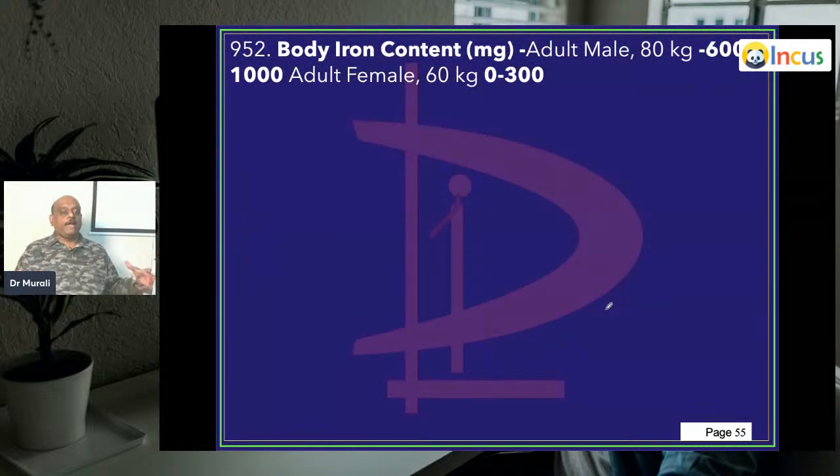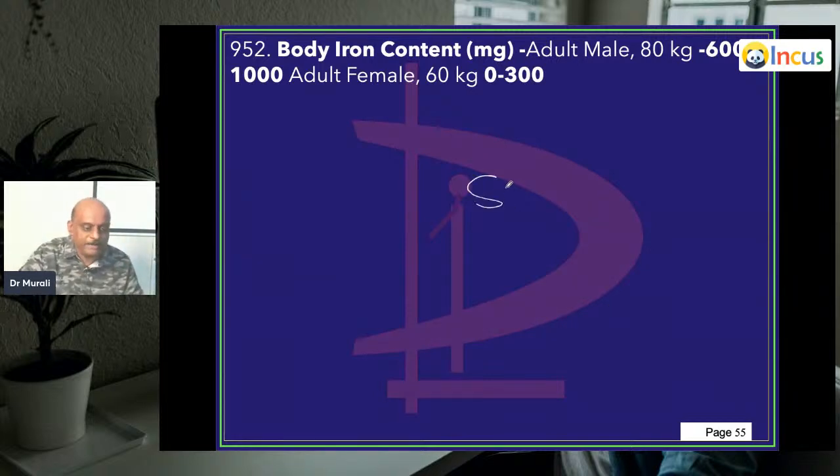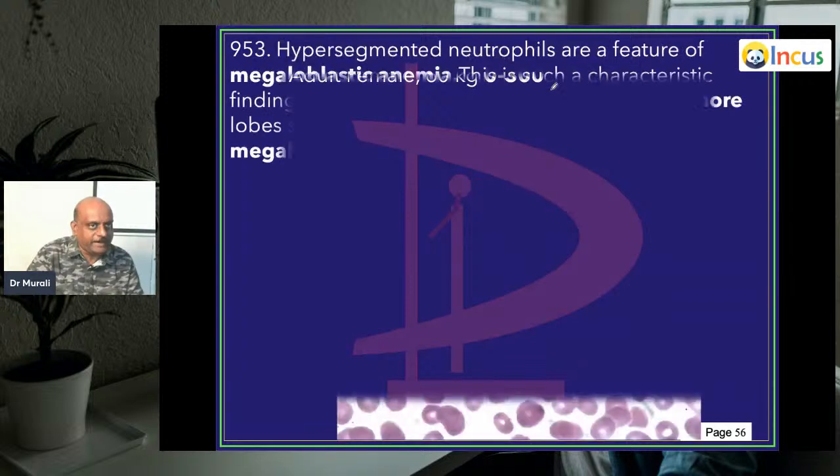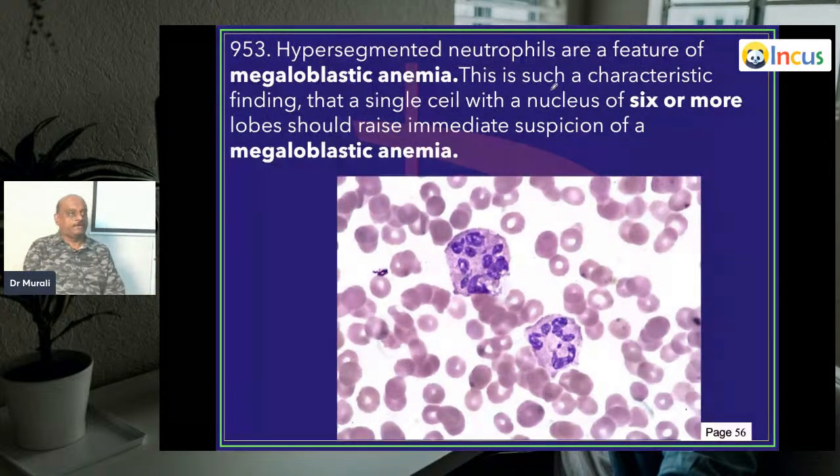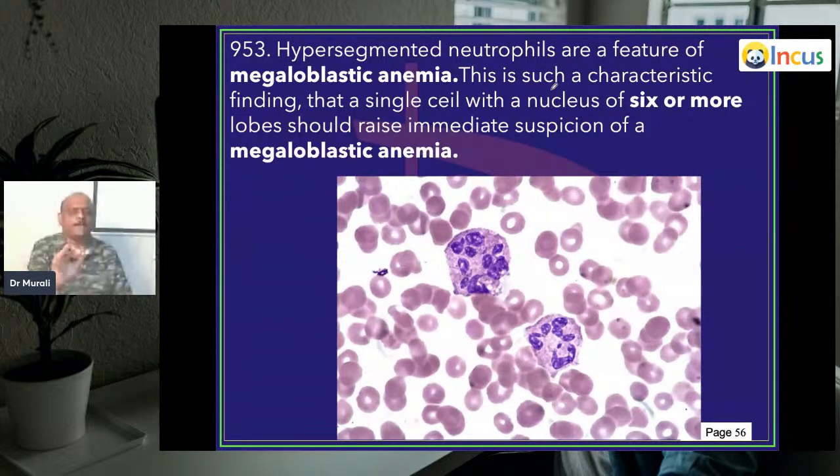Now, what is the body iron content? Normal iron is, serum iron is how much? In an 80 kg man, sorry, not serum iron, total iron, 600 to 1000. Adult female is 0 to 300. Right? Then comes neutrophils, megaloblastic anemia. What is a classical finding in the complete blood picture that will say this patient is having megaloblastic anemia?